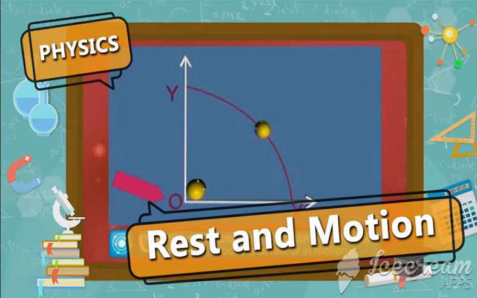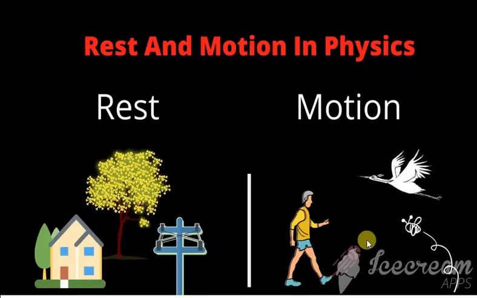In physics class today, we are going to see the topic rest and motion. I think you know this. So, what is meant by rest is if the particles are not moving, they are said to be at rest, and if the particles are moving, they are said to be in motion. So, we will see the definition.